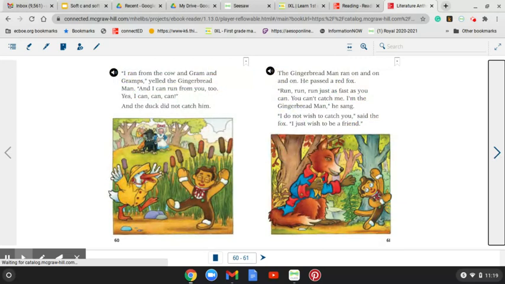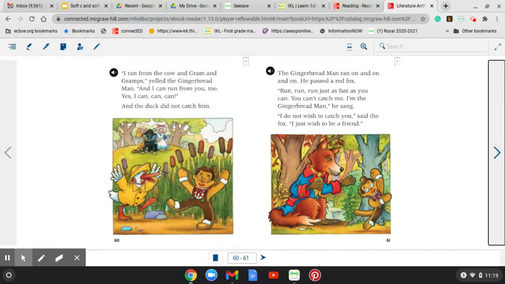All right, now we see several characters on this page, so we want to see what's going to happen with the gingerbread man. Put your fingers under the words and let's read together.